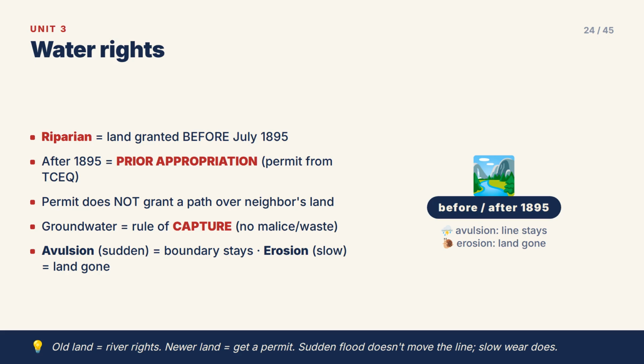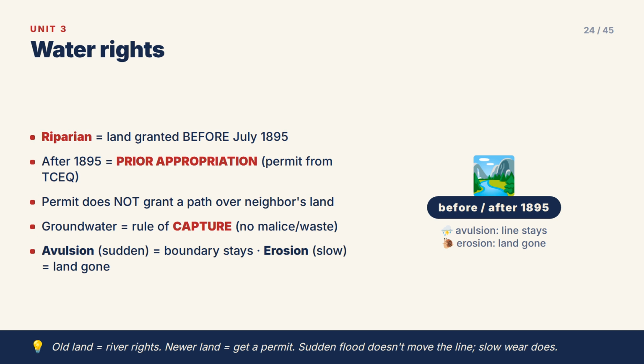That's true for Texas land granted before July of 1895. Everything after runs on prior appropriation. Show a beneficial use like irrigating crops and get a permit from TCEQ. But the permit does not include a path across your neighbor's land. Easements come from the owner.